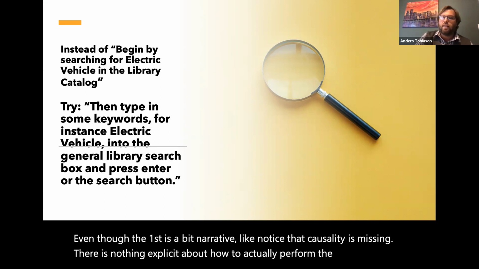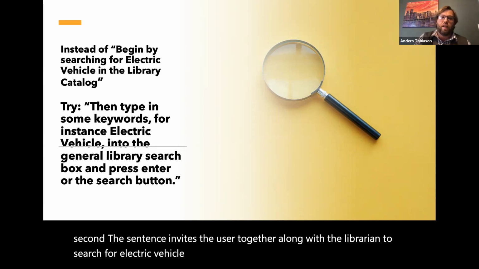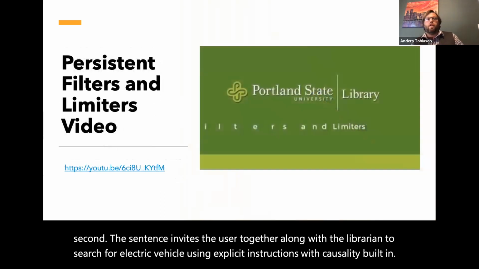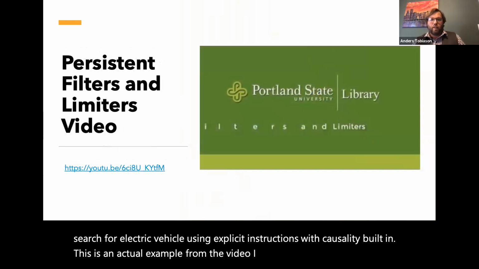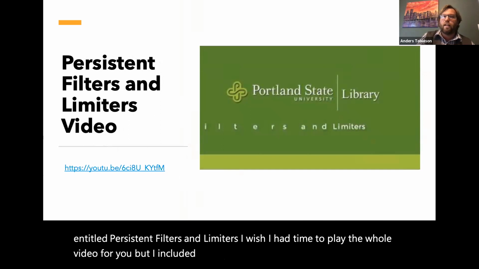In the second, the sentence invites the user, together along with the librarian, to search for electric vehicle using explicit instructions with causality built in. This is an actual example from the video I created for Portland State entitled Persistent Filters and Limiters. I wish I had time to play the whole video for you, but I included a link on the slides, and that's in your chat.